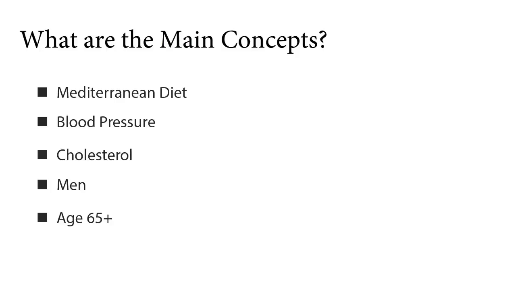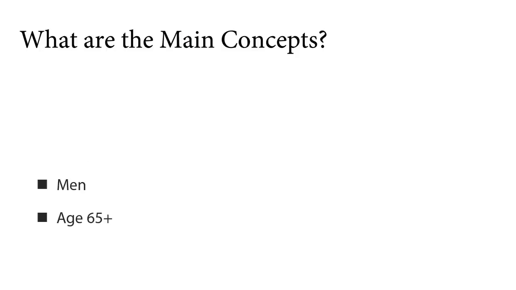We know that MeSH headings describe biomedical concepts. We know that limits can be used to narrow down our result set by sex and age. Knowing that, we will likely search for MeSH headings for our three concepts of Mediterranean diet, blood pressure, and cholesterol, and use limits to find articles looking at men age 65 and older.